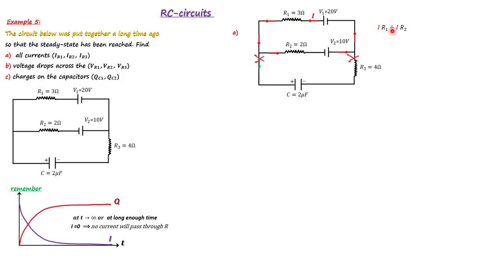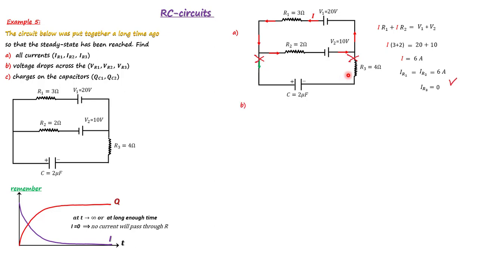So we have I R1 plus I R2 on the left, and on the right we have V1 plus V2 because they are connected in the same direction. So I times 5 is 30, and I is 6 ampere. And I R1 and I R2 are the same, 6 ampere. And I R3 is 0 because there is no current passing through this branch.